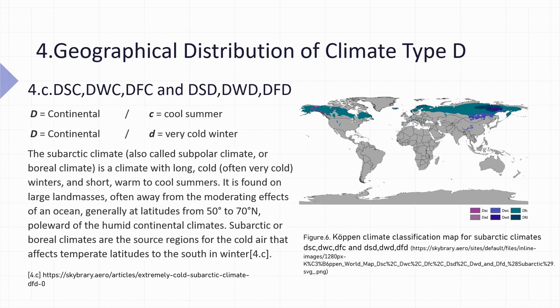It's found on large land masses, often away from the moderating effects of an ocean, generally at latitudes from 50 degree to 60 degree north, poleward of the humid continental climates. Subarctic or boreal climates are the source regions for the cold air that affects temperate latitudes to the south in winter.